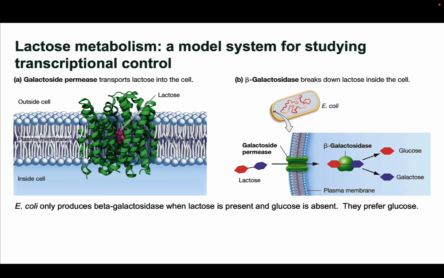So I want to introduce to you some important elements of lactose metabolism in E. coli. So E. coli really likes to metabolize glucose. Okay, this is a monomer. But when glucose is not present, it will metabolize lactose, which is a disaccharide. So let's talk about how E. coli is able to metabolize lactose.